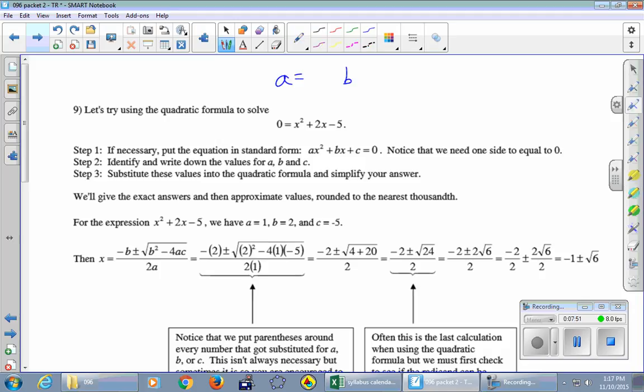Easy with just a tiny bit of practice. A is always the number touching the x squared. It's invisible in this case. 1. B is always the number touching the x. C is always the number without any x's next to it. Negative 5. It's really important to grab that negative sign. In fact, grab any negative signs. Those are A, B, and C. Any questions on grabbing those numbers?